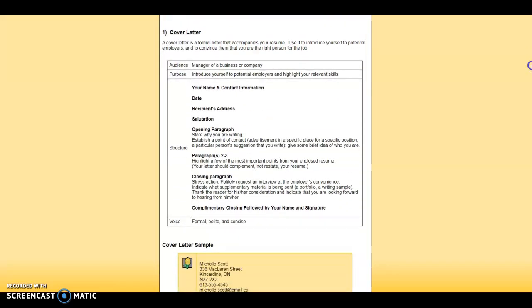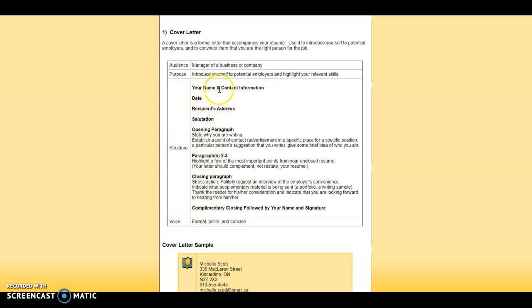And so what you'll see here is a run-through of the structure and the different elements of a cover letter. So for example, the audience of a cover letter would be the manager of a business or a company. It would be someone that you're writing to in order to get a job with that company. The purpose, of course, is to introduce yourself to a potential employer and highlight your skills. And the structure looks kind of like this.